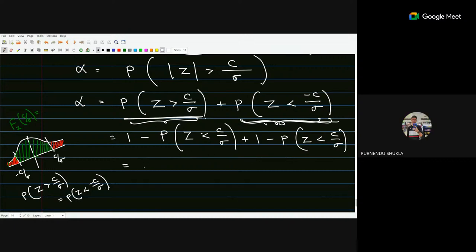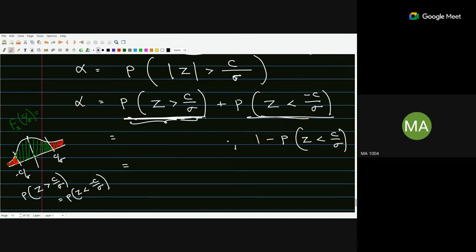Sir, can you explain it again, because I'm not getting this. See, the red regions are same probability, areas. So what do those red regions represent? One is this probability and one is this probability. So that means this is equal to this. Okay. So both are actually the same thing. I can, instead of writing this, I will write one more step for you. Instead of writing these two separately, I can write two times probability that z greater than c by sigma.